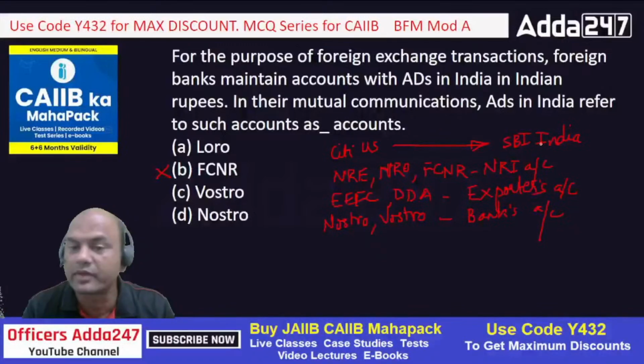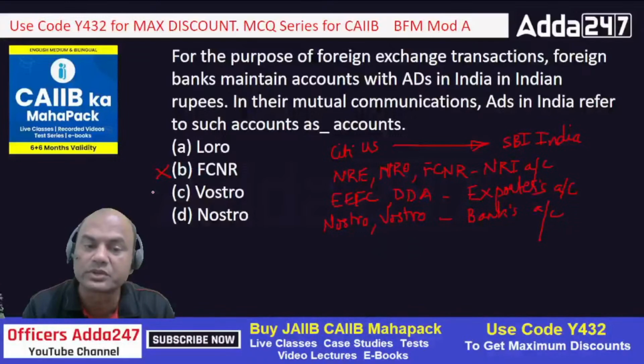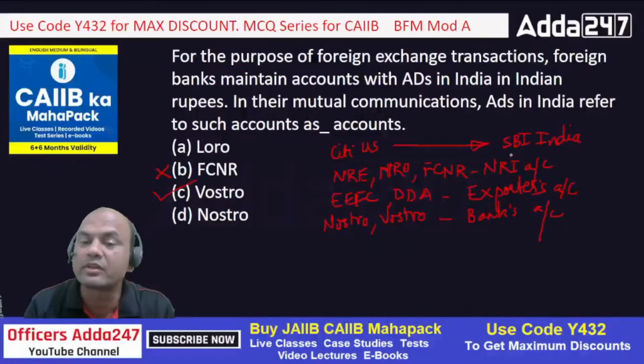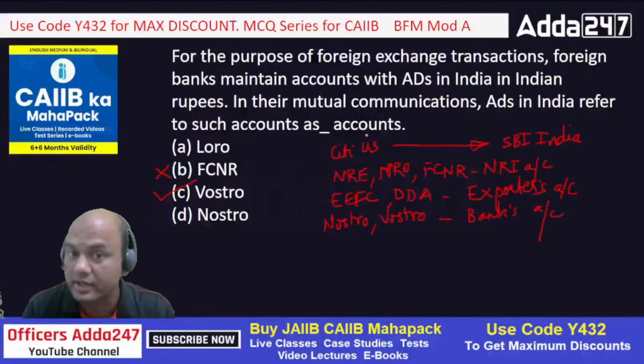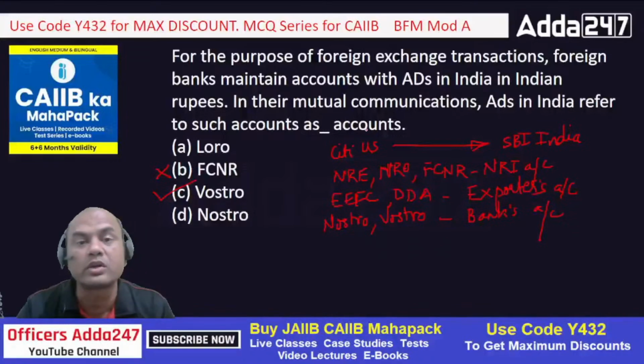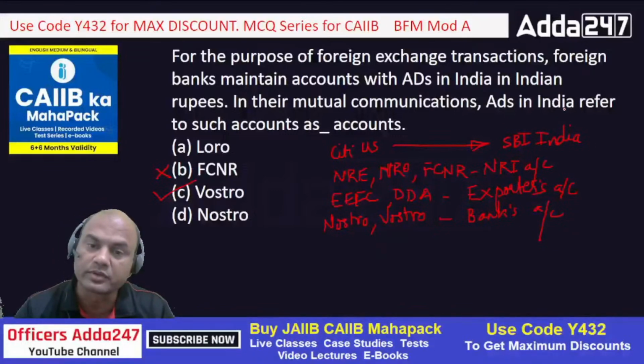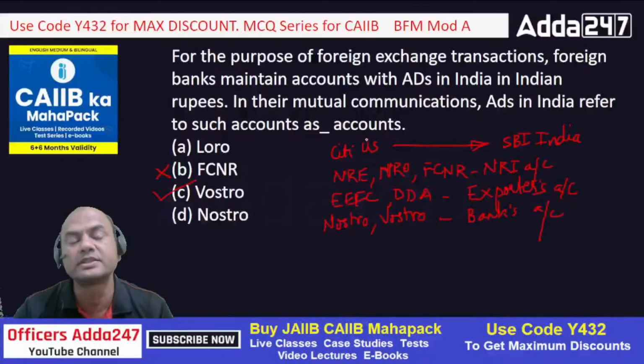See here, Citibank is having an account with SBI. So that will be called as Vostro, in the books of SBI, remember. SBI will call this account as Vostro, but Citibank will call this account as Nostro. So understand, Nostro, Vostro are not separate accounts. It's only in whose books I am calling it. If I am calling this account from the books of SBI, I'll call this Vostro. If I am calling this account from the books of Citibank US, then I'll be calling this as Nostro.